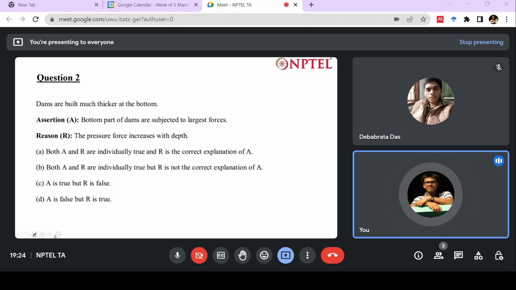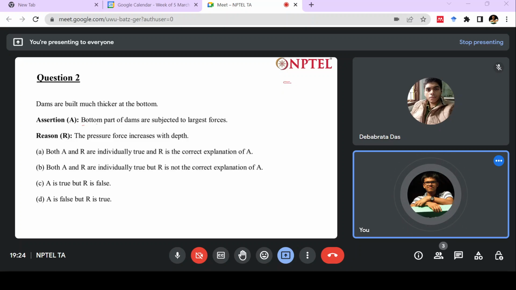So this is an assertion reasoning type of problem. We have two statements here. One is that the bottom part of dams are subjected to larger forces. Dams are built much thicker at the bottom. If you have visited any dam site, you will know this.